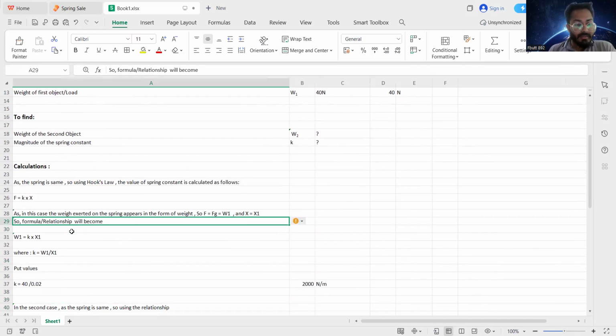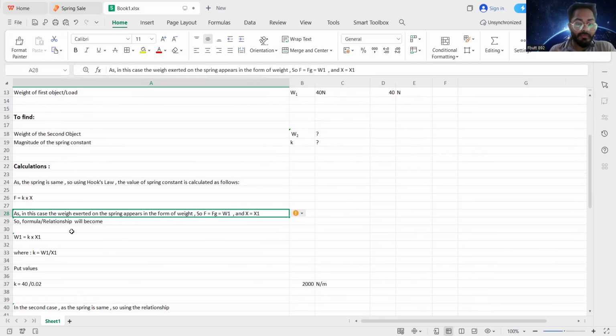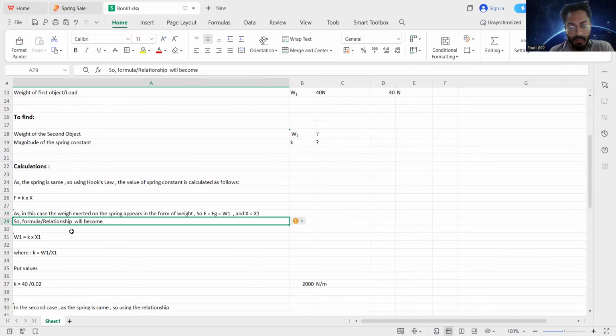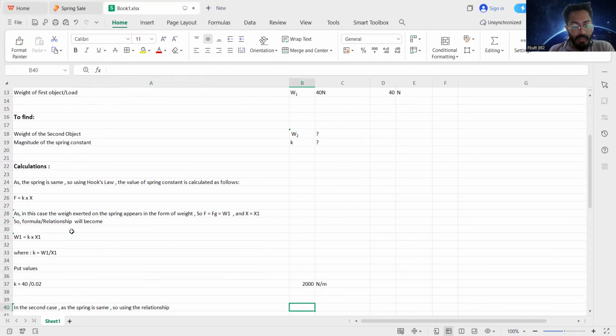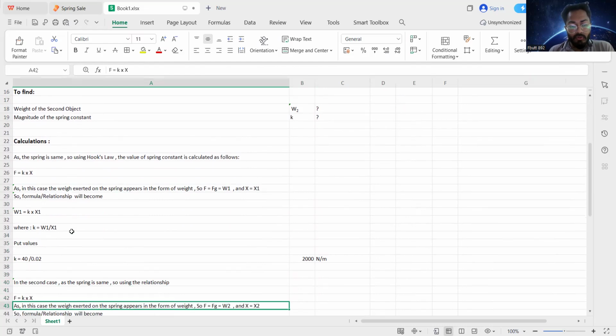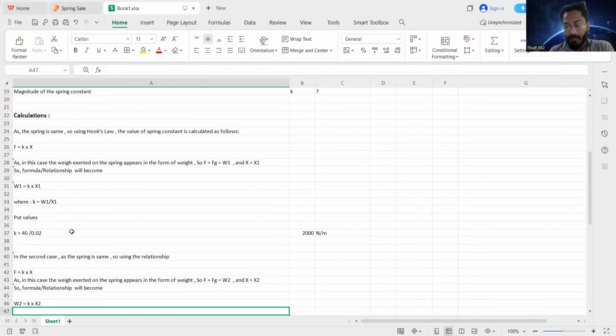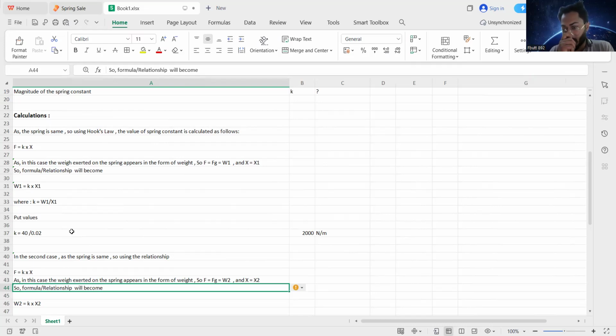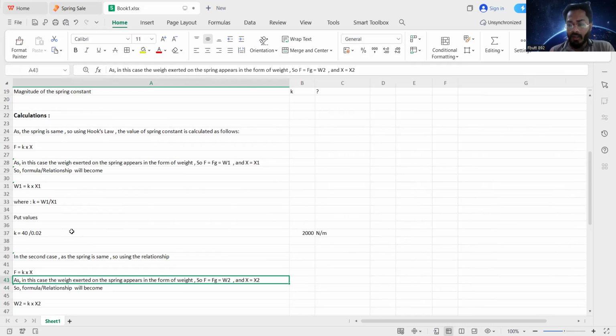As in the second case, the spring constant is the same, which is 2000 Newton per meter, as you have tracked earlier. And as the spring is the same, using the relationship F is equal to K multiplied by X, the weight exerted on the spring appears in the form of weight. That statement is copy-pasted from the previous slide: the external applied force exerted due to the gravitational pull appears in the form of weight. So F is equivalent to the gravitational force, which is W2, the weight of the second object, and the change in length in the second situation is X2.